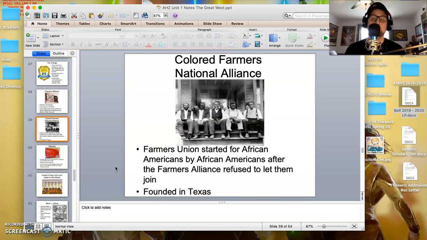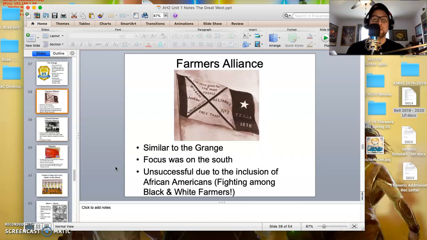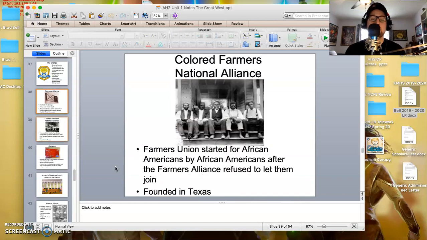But we did get the Colored Farmers Alliance. Unfortunately, this is segregation, but it is de facto segregation by societal choice, because they did attempt to do an integrated farmers union with the Farmers Alliance. So they are successful. They do a lot of good things for black farmers, and they are founded in Texas.